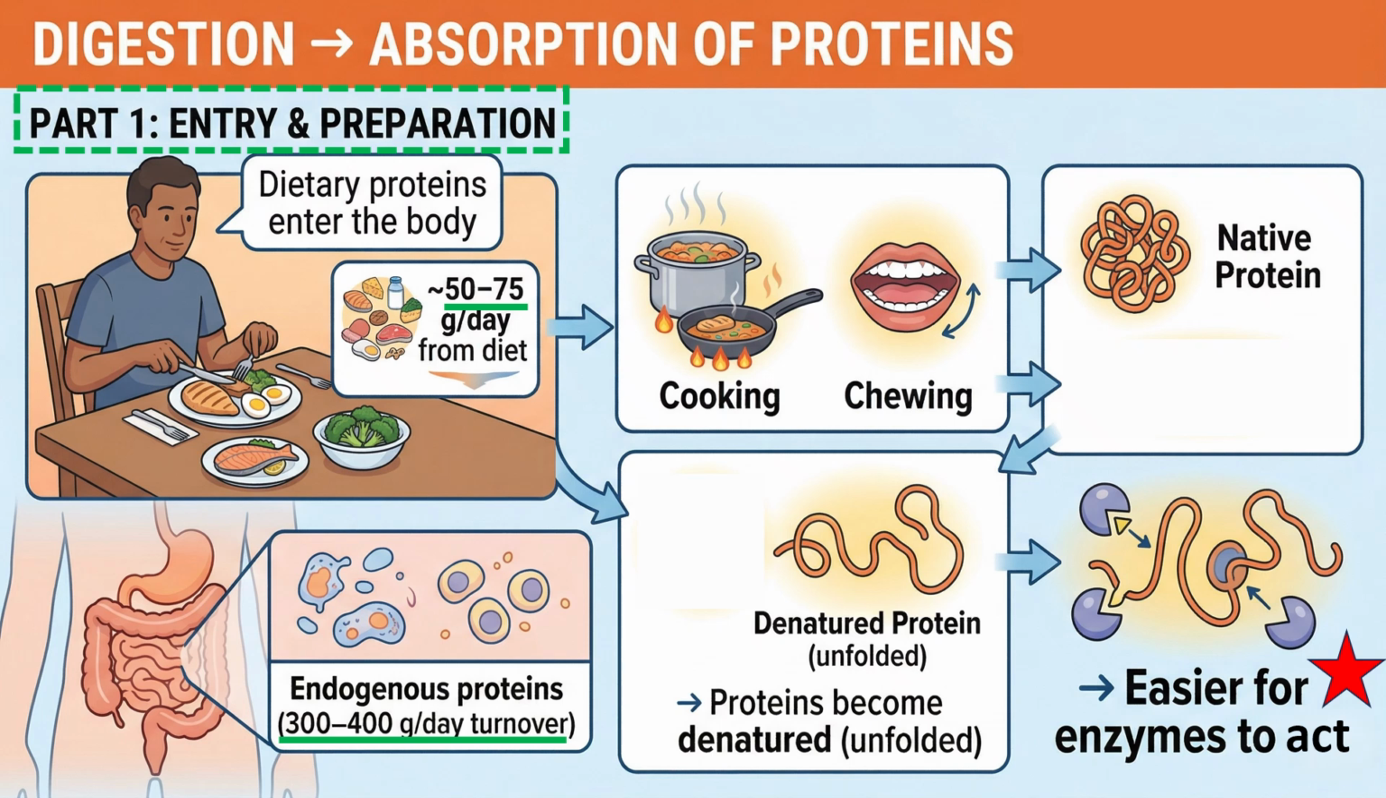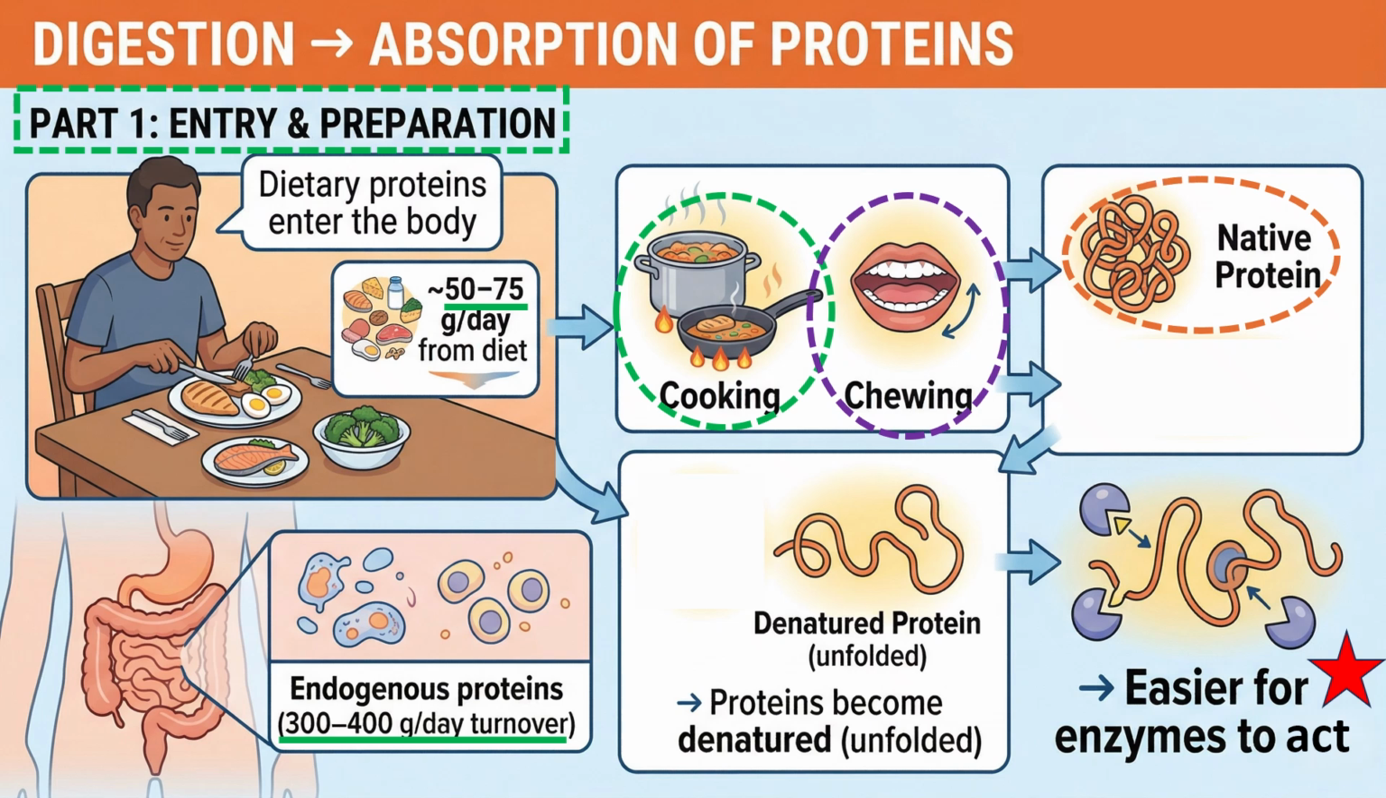Before the enzymes can act, the proteins need to be made easier to digest. First, the cooking, then chewing. Both of these processes don't digest the proteins, but they prepare them. What do you mean by prepare? They convert the native protein, which is tightly folded and complex, into a more relaxed open structure, the denatured form. This is called as denaturation. So the native protein is equal to tightly folded form, and the denatured protein is the unfolded form.